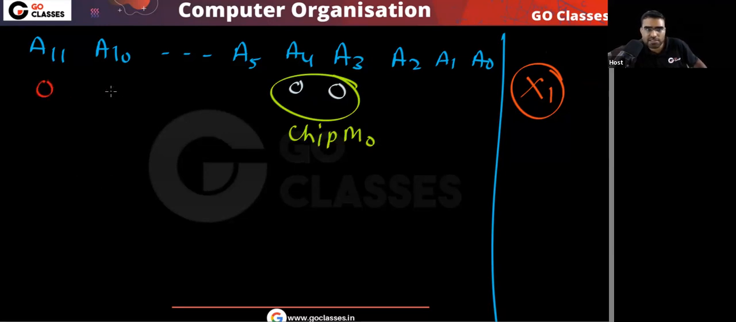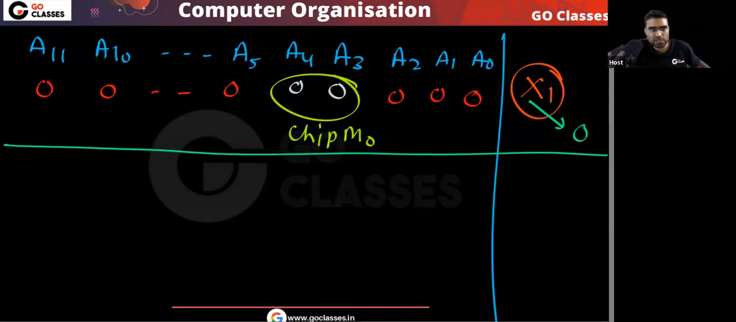Now, for the starting address, you will make all 0. This will be the starting address. So what is your starting address X1? That is 0. Yes or no? Starting address X1, that is 0. So X1 is basically 0.